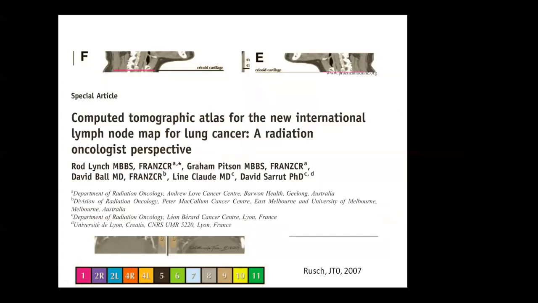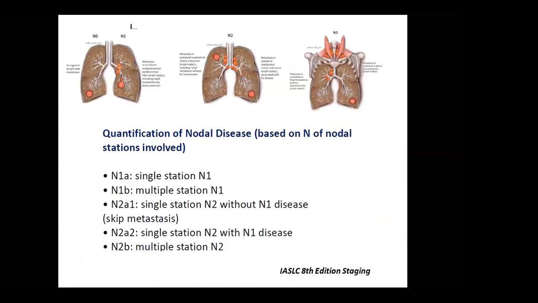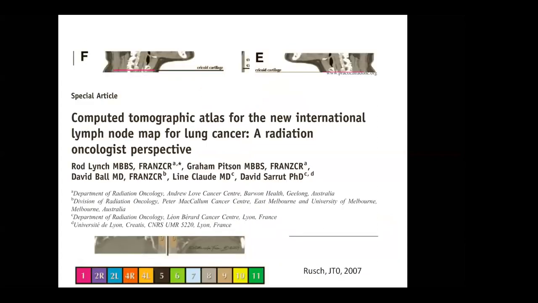This is an atlas which basically also discusses these different lymph node levels on axial CT slices, and I would urge you to go through this atlas, which would help you in delineating these stations when required.